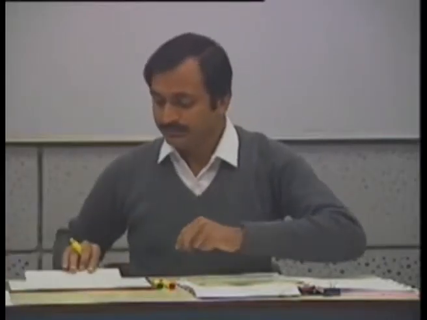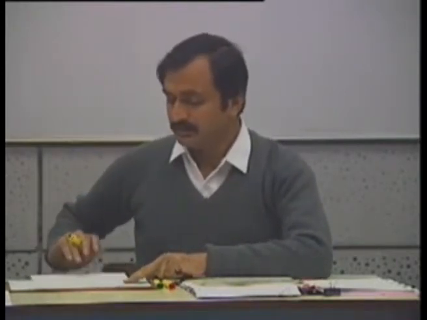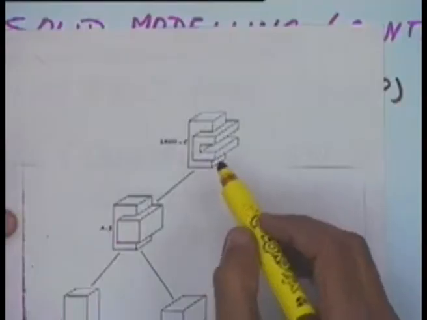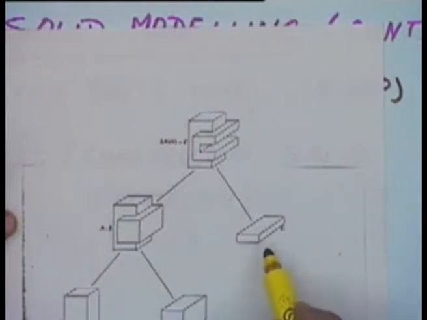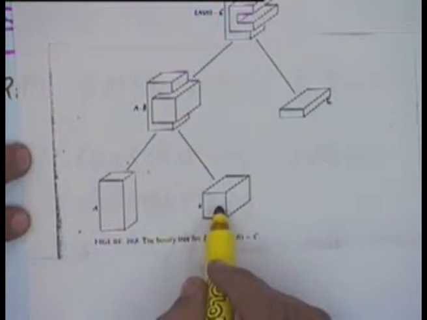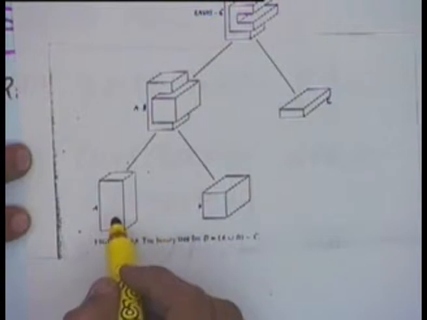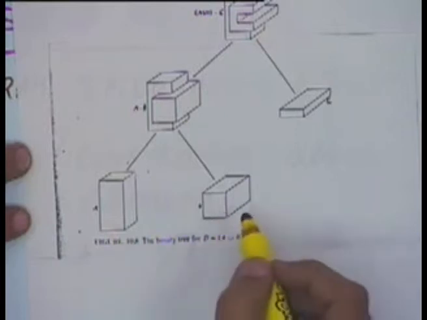For a simple example, an object like this can be made by a difference operation between this object and this object. And an object like this can again be made by a union operation between this object and this object. All these three objects are primitives obtained from a single primitive, which is a cube. They are transformations of a cube. So this is how a CSG model is constructed.